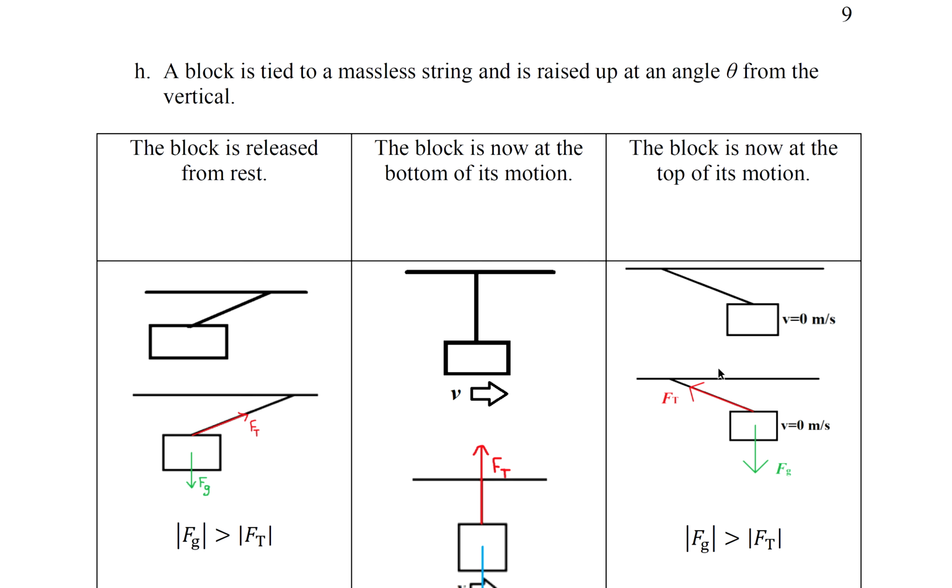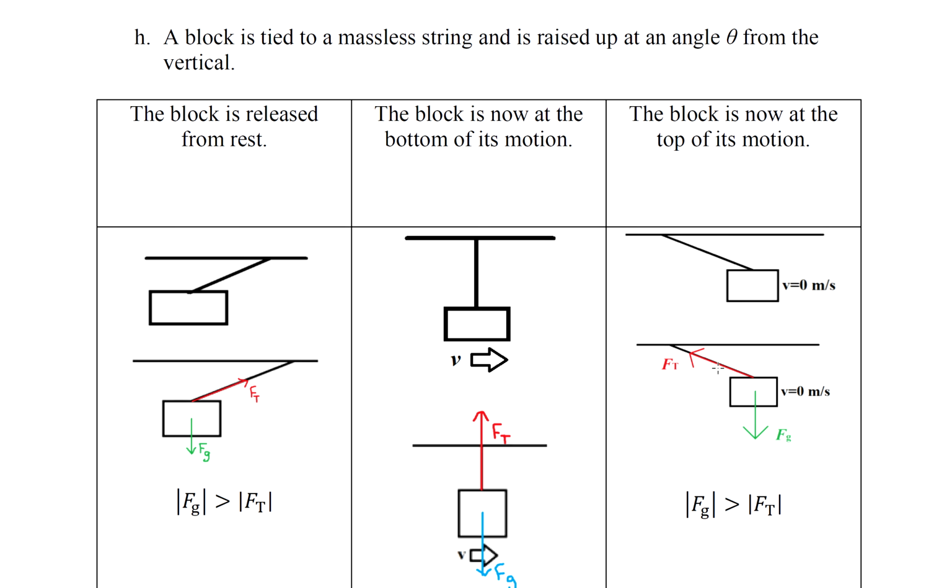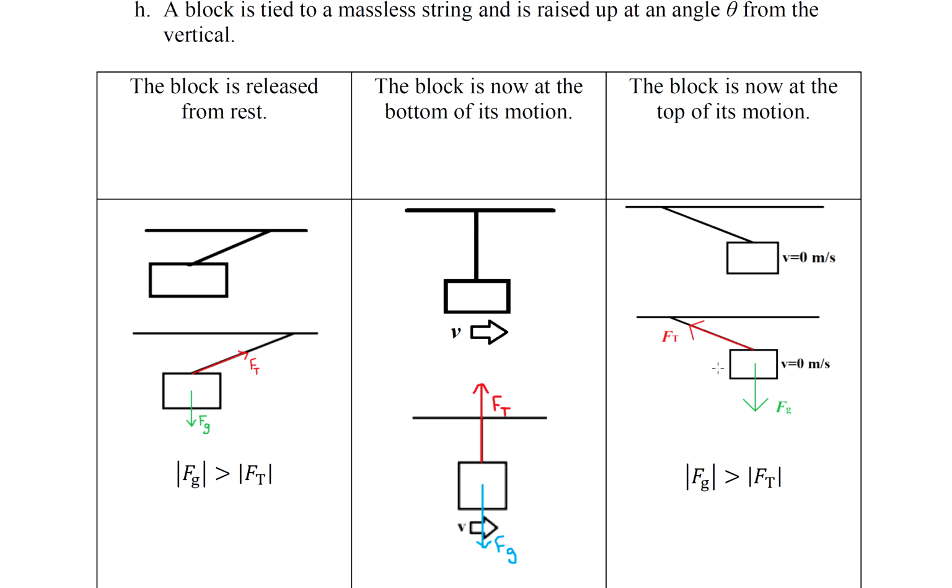Part H. A block is tied to a massless string and is raised up at an angle theta from the vertical. So look at the problem on the left side. The block is released from rest. So the magnitude of force gravity should be greater than the magnitude of force tension because it's going to be moving down.